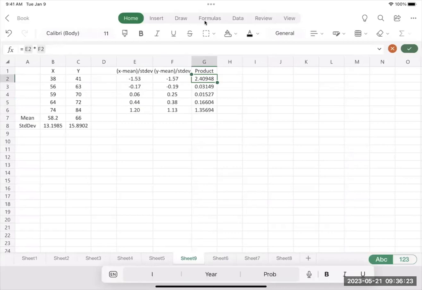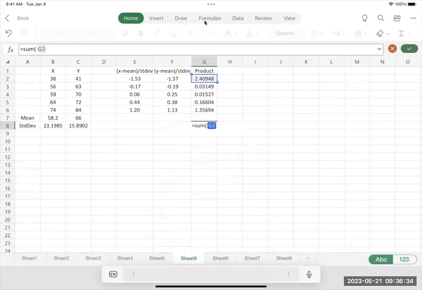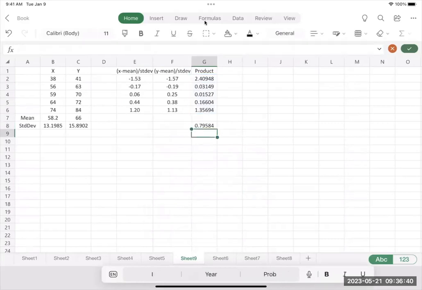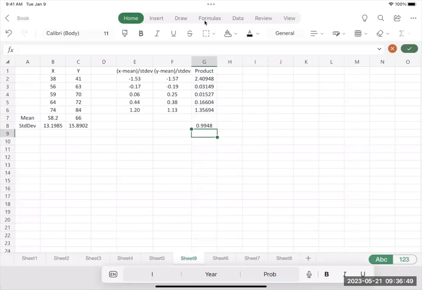And then I add these up and divide by how many there are, minus 1. I'm supposed to divide by 1 less, right? Not by 5, sorry, by 4. And that's what I get for R.